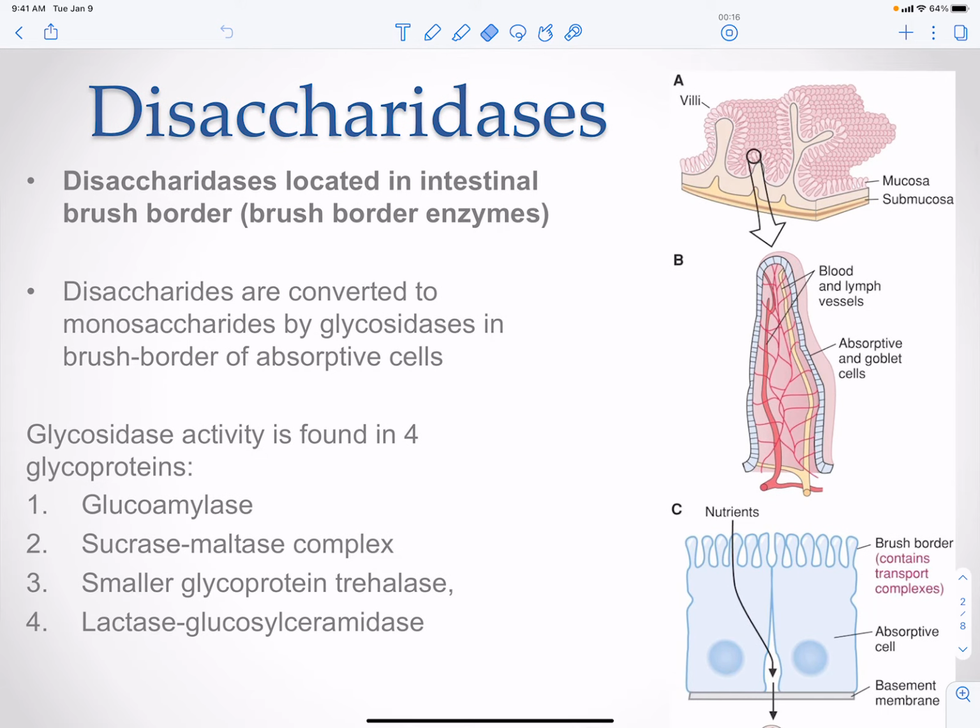So this is just a picture of your mucosa and submucosa of your small intestine with its villi. And then your brush border, of course, is going to have many villi. It's where you're going to contain transporters, absorption of nutrients, which includes your sugars. So your disaccharidases are located in the intestinal brush border, and they're considered enzymes of the brush border. They are going to convert your disaccharides to monosaccharides, and they are glycosidases.